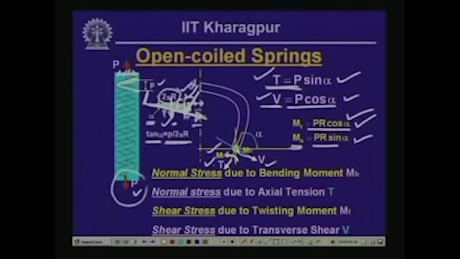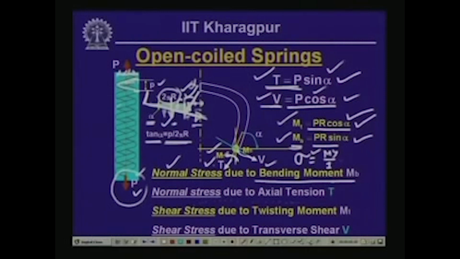So, as you can see, the axial force P will introduce four force components in the open coil springs: the tensile pull in the wire, a shearing force V, the twisting moment MT, and a bending moment MB. And the stresses corresponding to each of these forces will be, because of the bending moment MB, a normal stress, where as you know sigma equals M y by I. This is the bending normal stress.